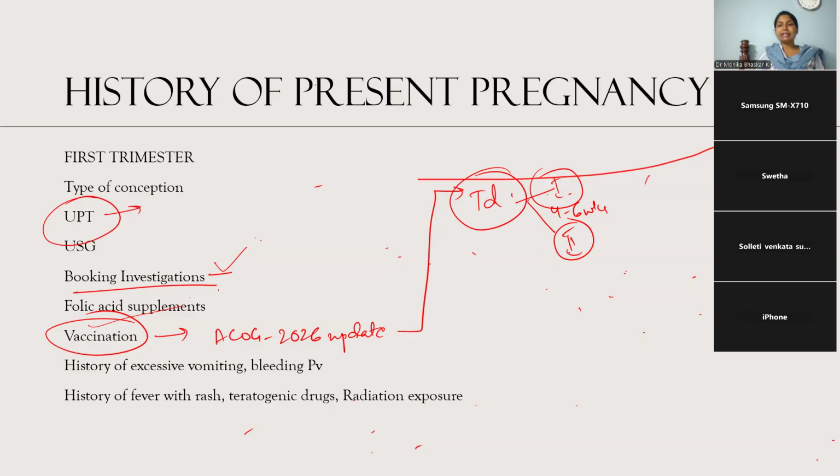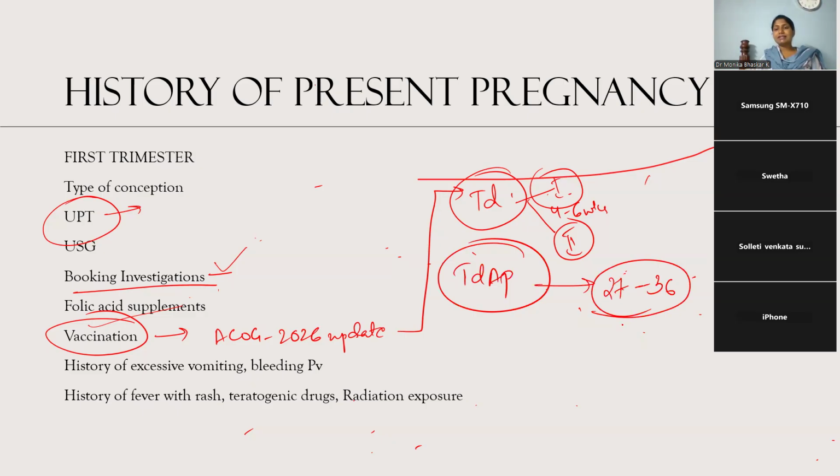Once the first and second doses of TD are given, there is something now incorporated in the immunization schedule, that is Tdap: tetanus, diphtheria and acellular pertussis. This is usually given between 27 to 36 weeks of gestation. So why is it given? It helps in the generation of antibodies, and these three dreadful bacterial diseases which can cause perinatal mortality in the fetus will be prevented if you give a Tdap injection between 27 to 36 weeks.